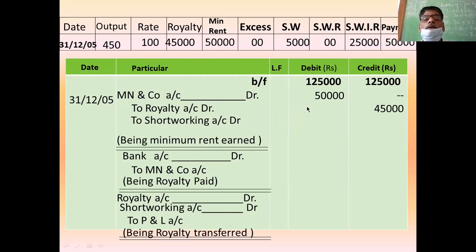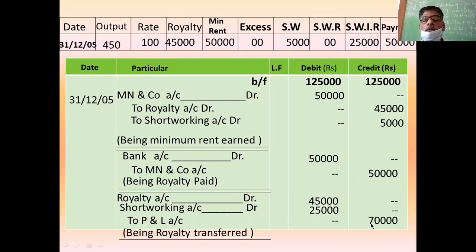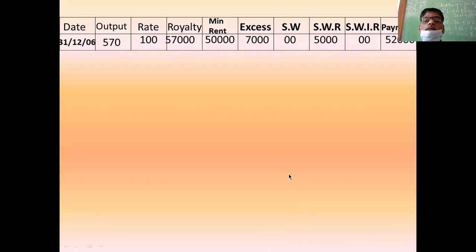Royalty, MN company 50,000, royalty 45,000, short working 5,000. 50,000 payment, 50,000 payment. This is the payment column. Then here, royalty 45,000, short working recovery column 25,000. This is 25,000. Okay, total it is 70,000. Now you take the total. Total is 2,95,000. 2,95,000 is the total. And this goes to the next page. Carry forward.